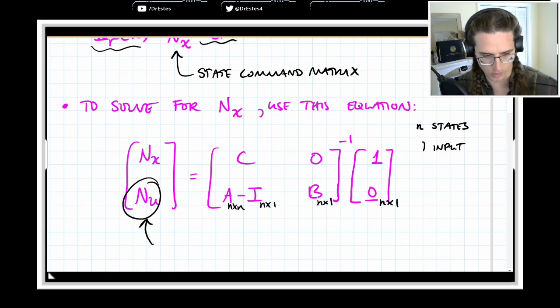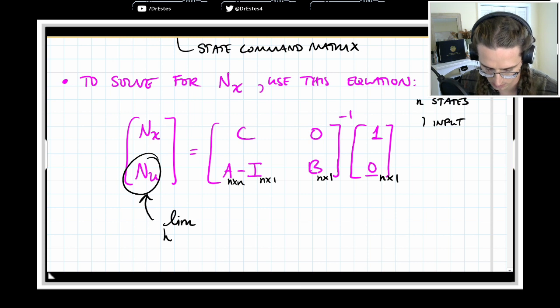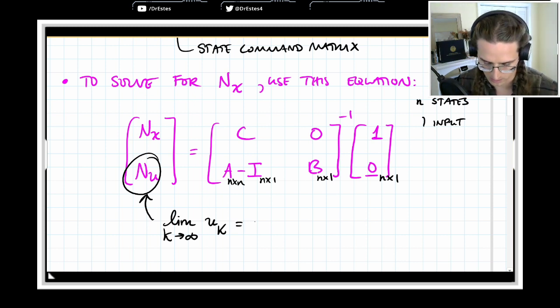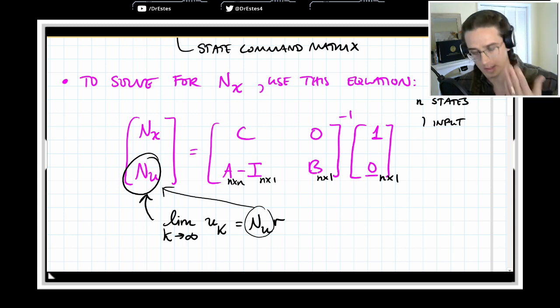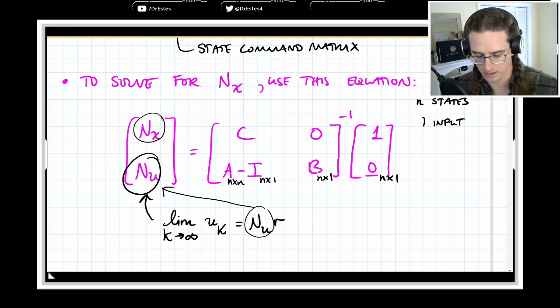This Nu, what is this? This comes from the definition of the steady state control input. So if we just have one input at steady state, as k goes to infinity, it's going to be related to the reference signal by this Nu parameter. So the reference states are related to the reference signal by Nx. And you can also figure out what the steady state output is by this relationship.